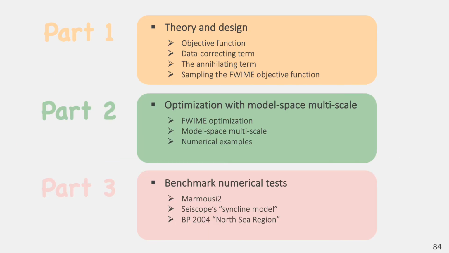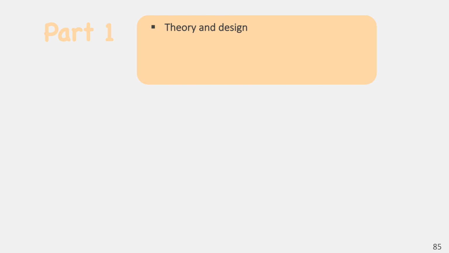So going back to the main storyline, we are still in part 1, theory and design. In the last video, we saw how we constructed our objective function. And now we just saw how we computed our data correcting term. Well, in the next video, we're going to show you how we compute this annihilating term.